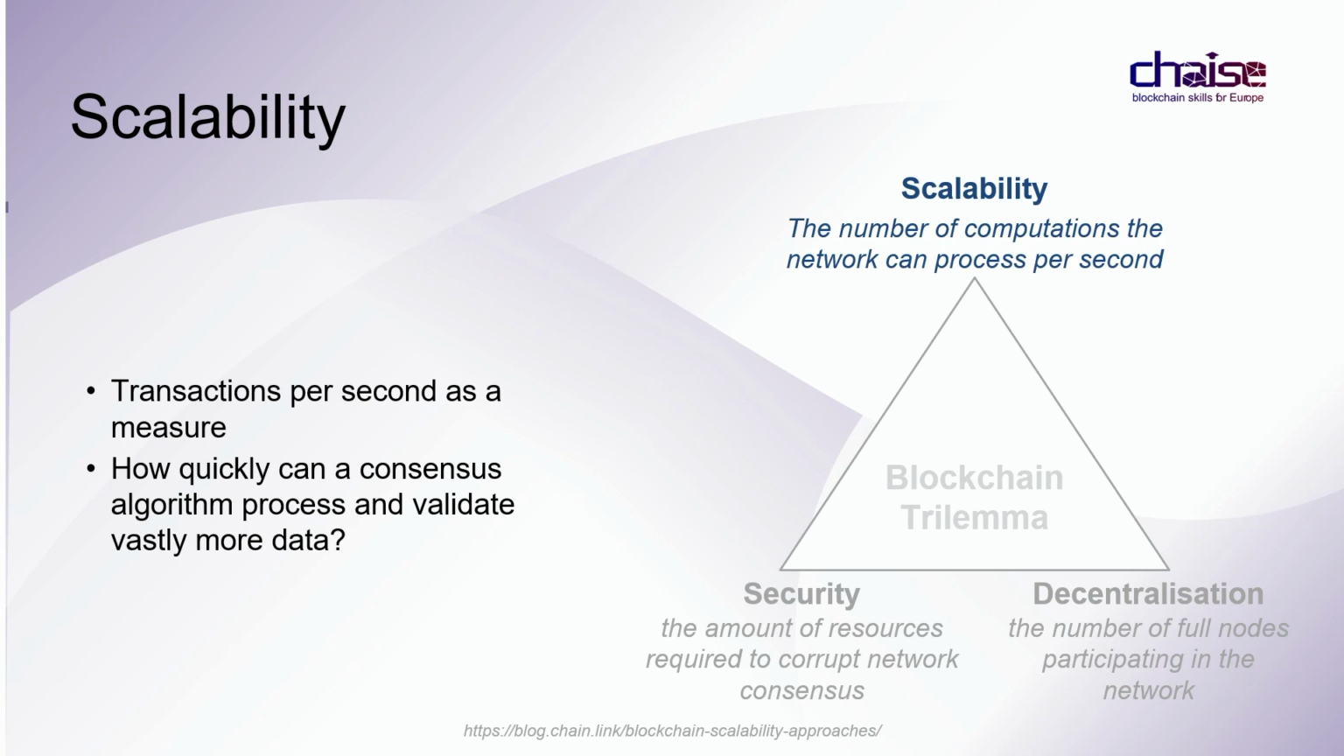Scalability is measured in transactions per second. How fast can a consensus algorithm process and verify a growing amount of data? Bitcoin processes 4.6 transactions per second. In comparison, Visa does around 1,700 transactions per second on average. So the limitation of blockchain models is that achieving scalability usually requires sacrificing decentralization, security, or to some degree both.